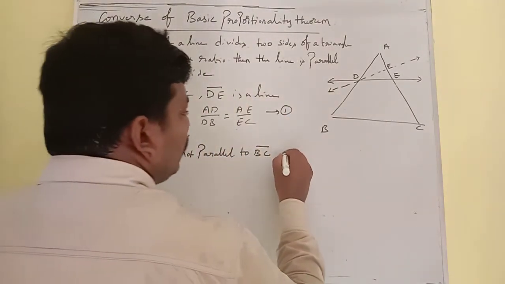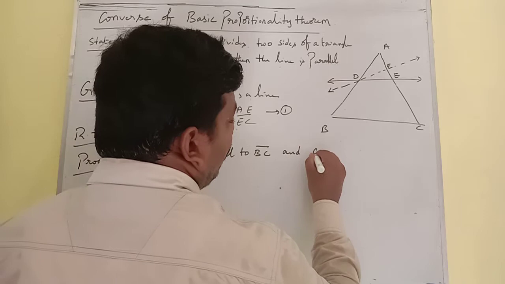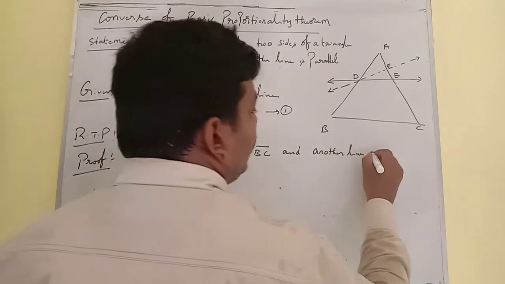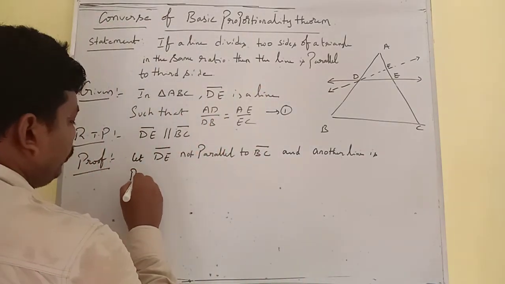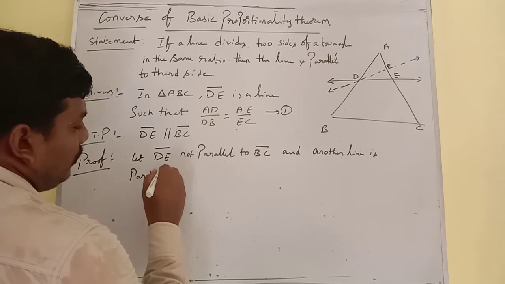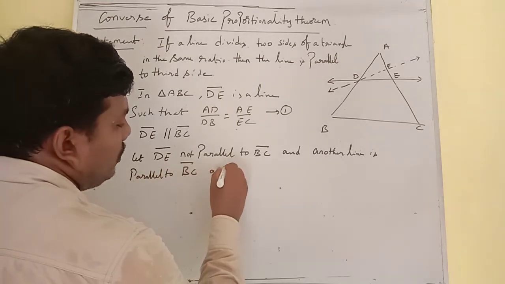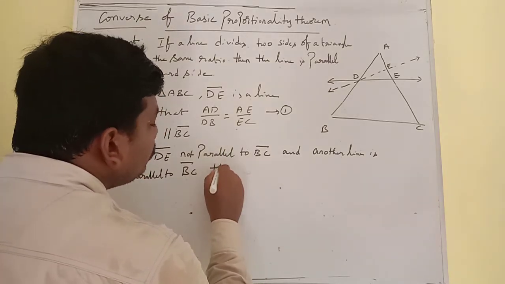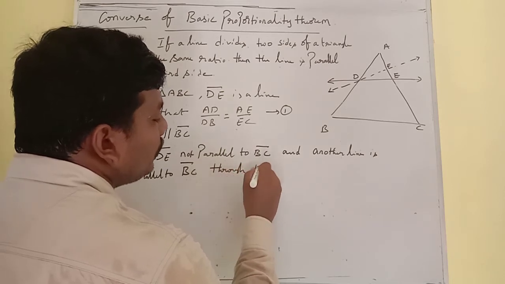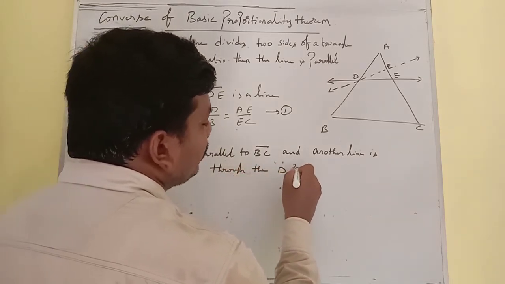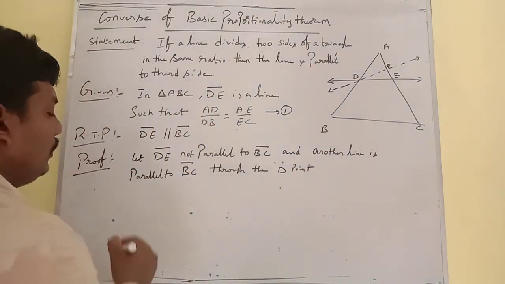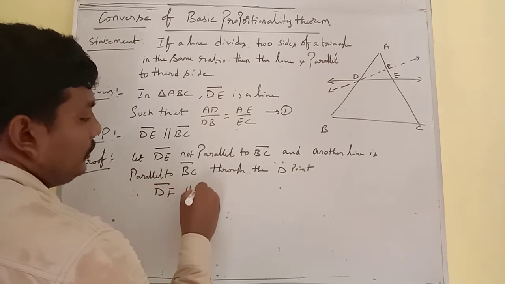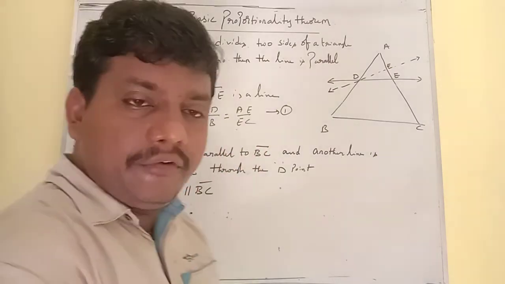Another line is parallel to BC, through the point D, through the D point we are going to consider. So therefore DF is parallel to BC. DF is parallel to BC.